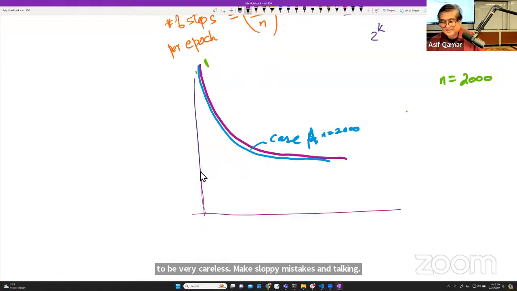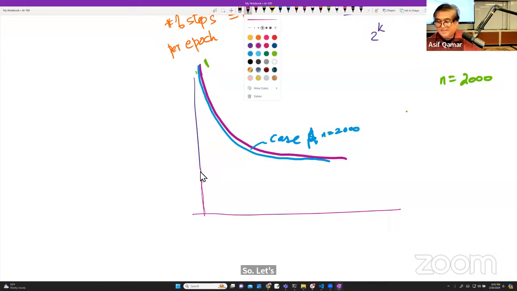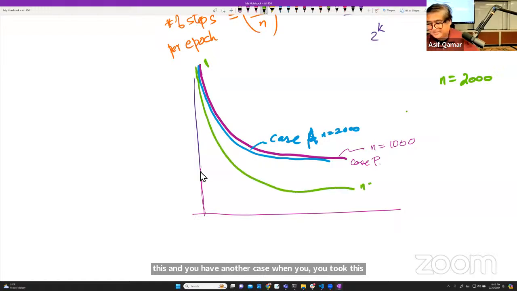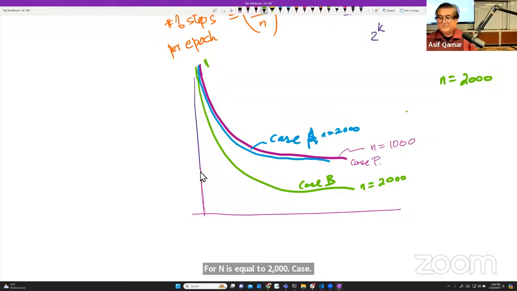So let's say that the purple line is the baseline case. Let me give it a name, case P, the baseline case. And you have a case in which you took 2000 lines. It is this, and you have another case when you took this and the loss went like this for n equal to 2000. Case B. So case A was with case P, the initial baseline, 1000 points. You got that loss function. You saturated at, they all saturate, isn't it? Loss is not going down anymore.